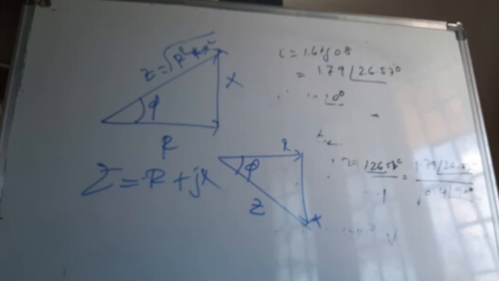So what about the power calculations? P is equal to VI cos phi, we have studied this. Cos phi becomes one, so P becomes VI. So this is one way.